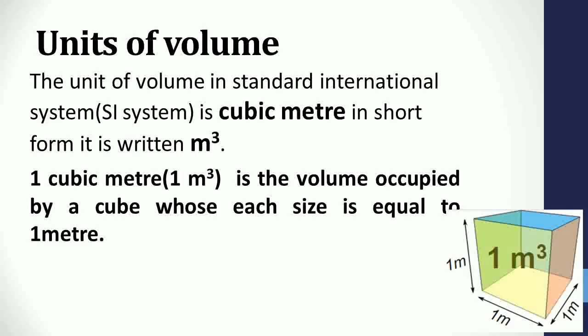So 1 cubic meter is equal to the volume of that particular cube whose each side is equal to 1 meter, as we have seen with 1 meter square, which is the SI unit of area. In the same way, the cubic meter is the volume of that particular cube whose each side is equal to 1 meter.